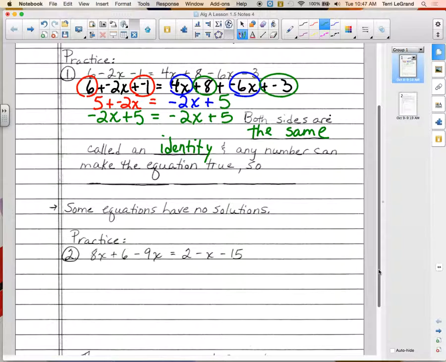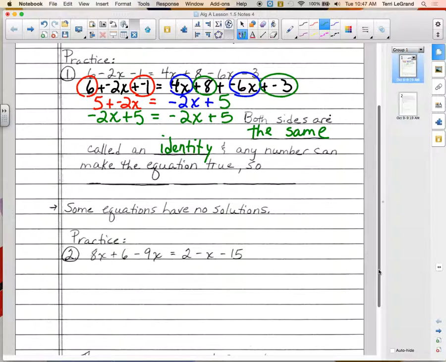Oh, 0. See, 0 works? No? Let's try it then. Okay. Negative 2 times 0 is 0. 0 plus 5 is 5. Wouldn't we get that on the other side too?